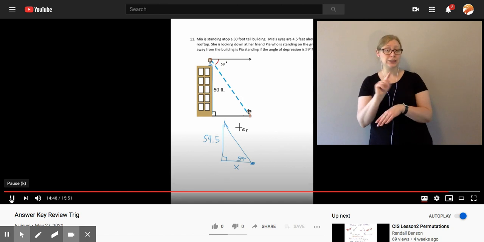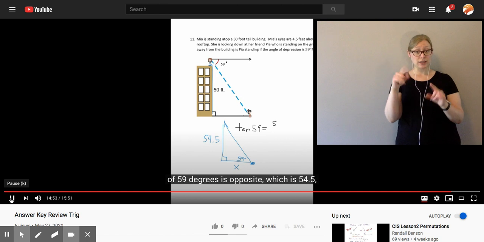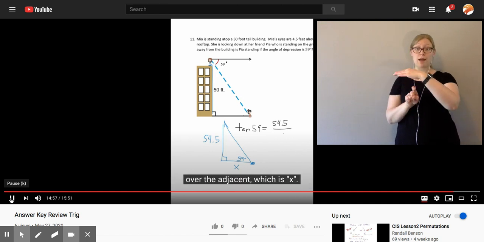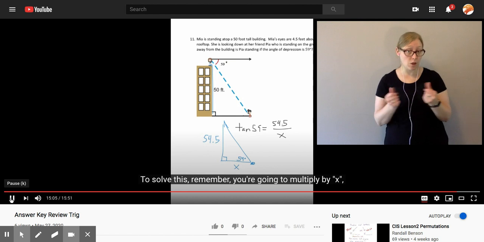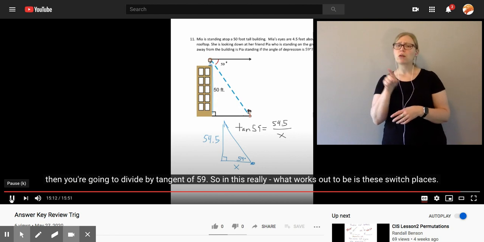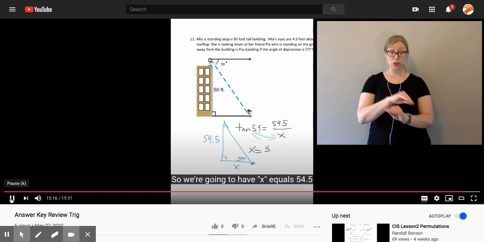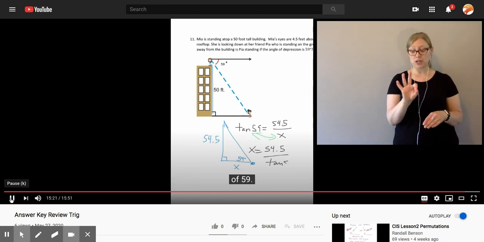I'm going to say the tangent of 59 degrees is opposite, which is 54.5, over the adjacent, which is x. And then we're going to solve this. To solve this, remember, you're going to multiply by x, then you're going to divide by tangent of 59. And what it works out to be is these switch places. So we're going to have x equals 54.5 divided by the tangent of 59.